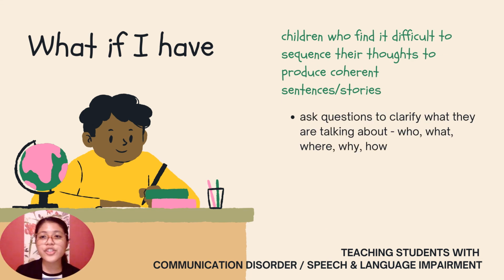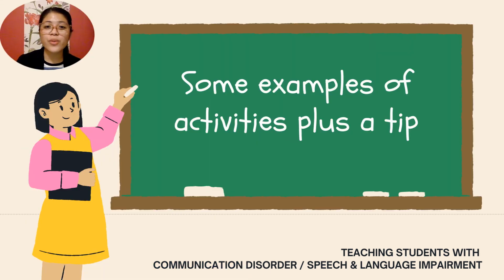And lastly, for children who find it difficult to sequence their thoughts to produce coherent sentences or stories, the teacher can cater to this need by asking questions that clarify what they are talking about. So the teacher can ask questions about who, what, where, why, and how. Now, we proceed with some examples of activities plus an additional tip.